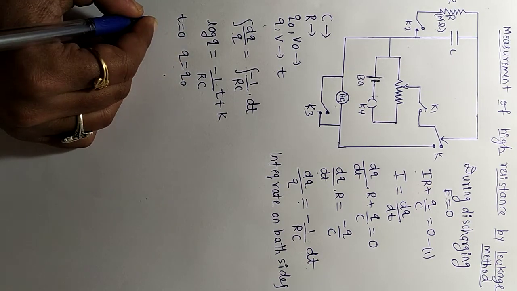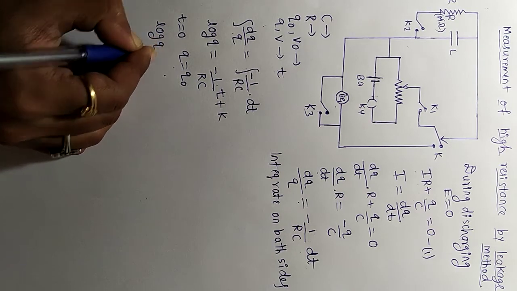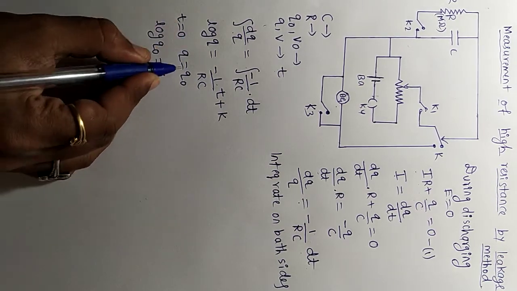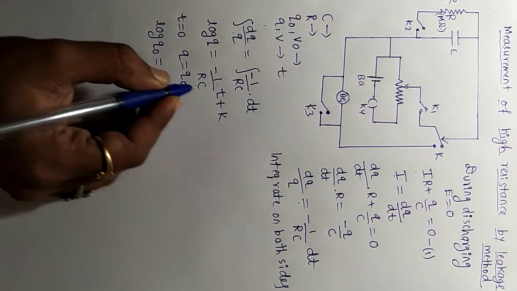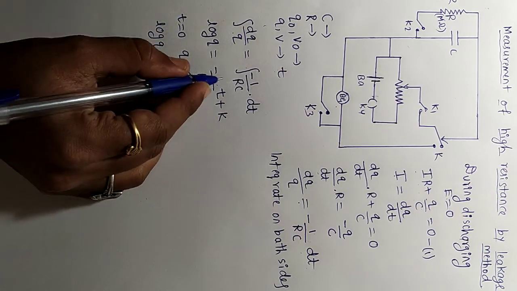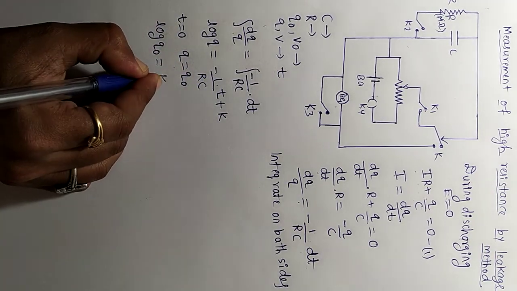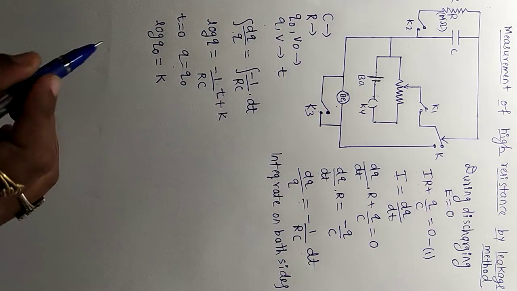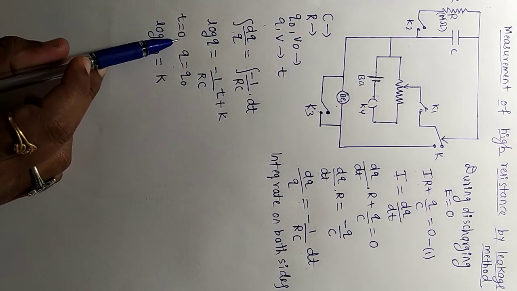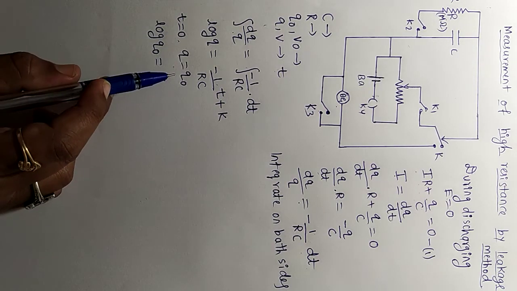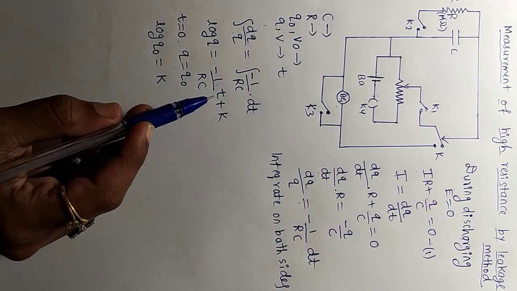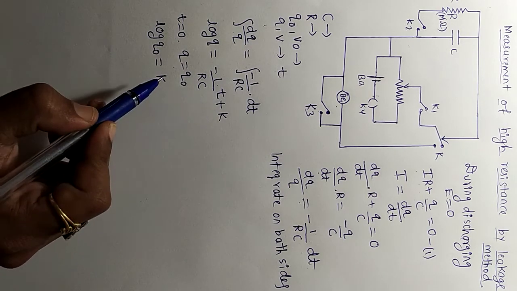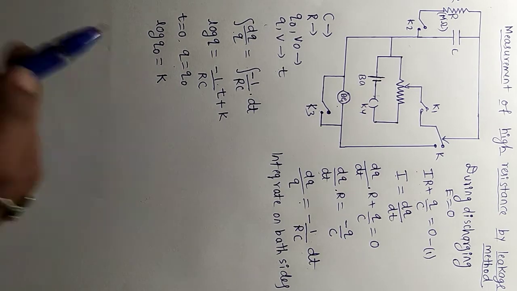The new equation will be log q naught is equal to, because q becomes q naught, so log q naught is equal to, t means 0, so this value becomes 0, which is equal to k. So when we substituted t equal to 0, q becomes q naught, and that time we got the k value as k equal to log of q naught.